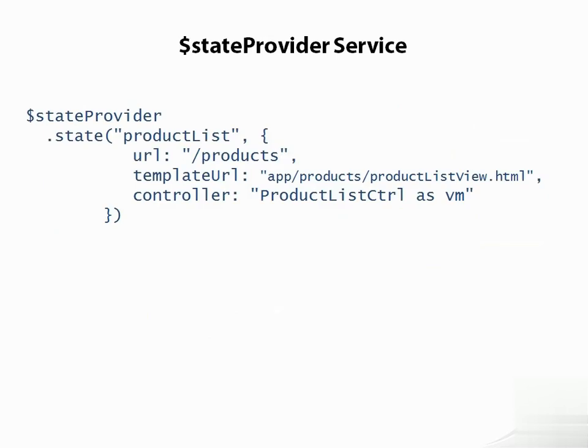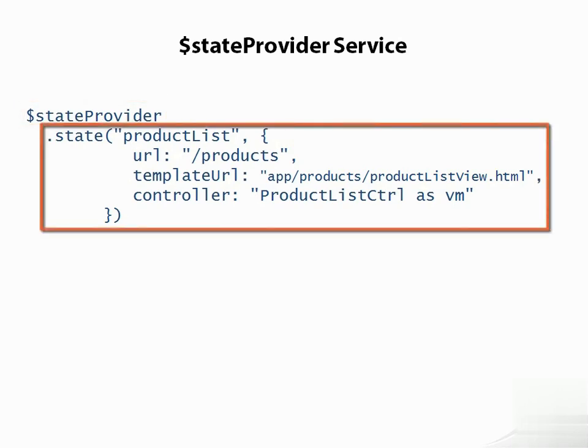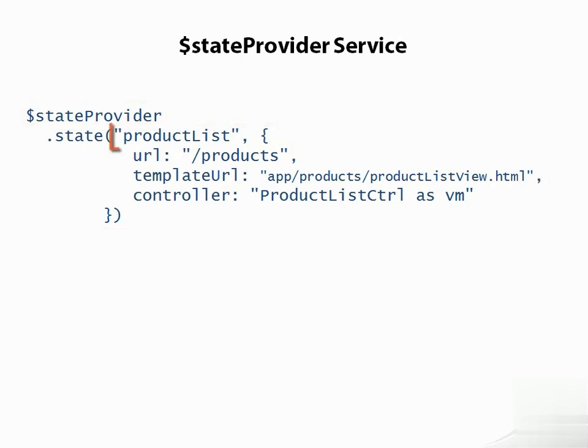The routes are configured in the application using the UI router's $stateProvider service. The $stateProvider service provides a state method for defining the states. Each state includes a name and an object. Use the object properties to define the parameters for the state. The URL property defines the URL fragment identifier associated with this state.